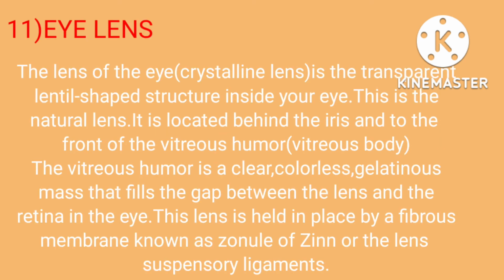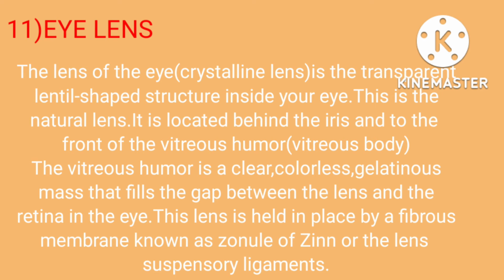Number 11. Eye lens. The lens of the eye, or crystalline lens, is the transparent lentil-shaped structure inside your eye. This is the natural lens. It is located behind the iris and to the front of the vitreous humor, or the vitreous body.